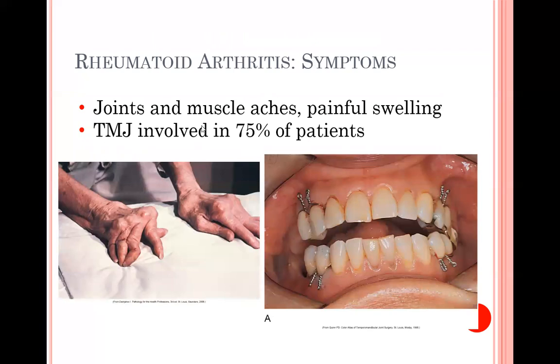Rheumatoid arthritis symptoms include joint and muscle aches and swelling, and the TMJ can be involved. As people age and their temporomandibular joint gives them problems, they can have TMD, or temporomandibular disorder. And you can see how severely, from that buildup of tissue and bone, it can totally distort and deform different joints. Pretty severe there.